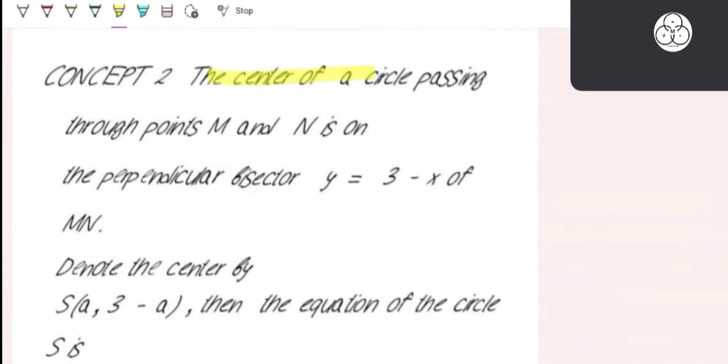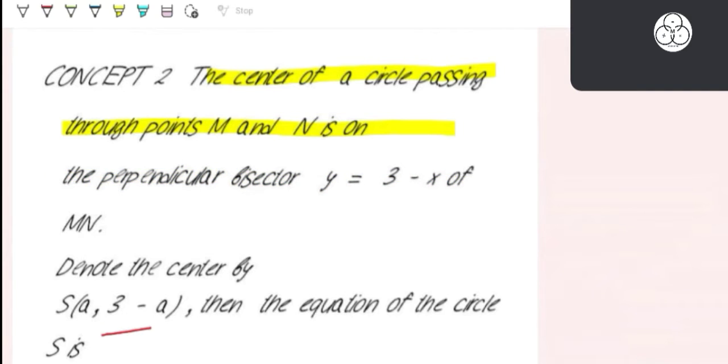The center of the circle passing through MN is on the perpendicular bisector of MN, which is y equals 3 minus x. So now we can write the parametric coordinate. Let us assume x as a. Then y will be 3 minus a. This is the parametric coordinate of the center of the circle.